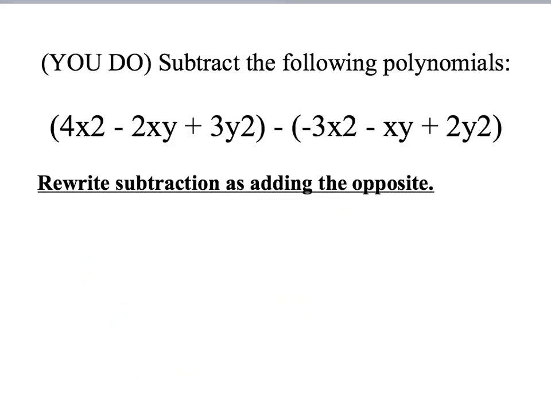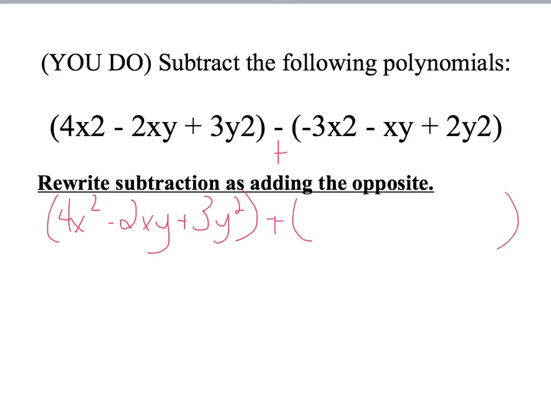Okay, and then just one more. Rewrite 4x squared minus 2xy plus 3y squared. Here I'm going to add, and I'm going to change everything to the opposite. So the opposite of negative 3x squared, the opposite plus xy minus 2y squared.